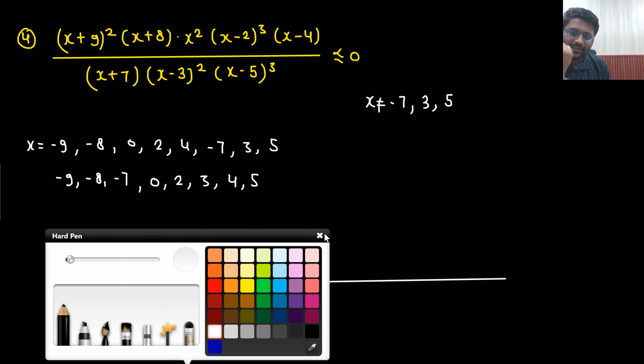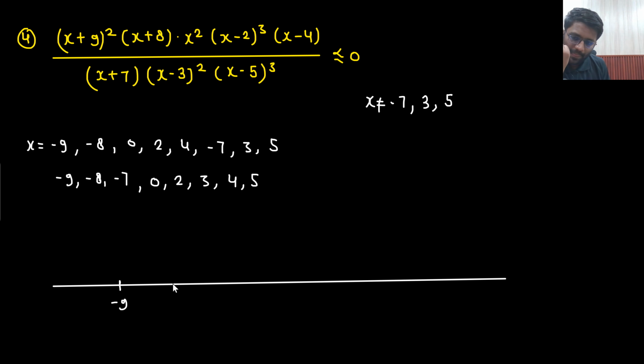Let's get started with minus 9, minus 8, minus 7, 0, 2, 3, 4, 5. Okay, so let's talk about the even odd power. Here the power is even, no sign change. At minus 8 power is odd. If the power is odd, we are not going to write it down. Here also power is odd.